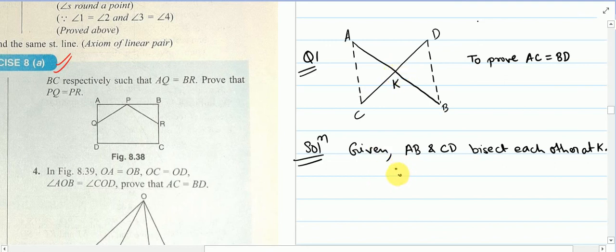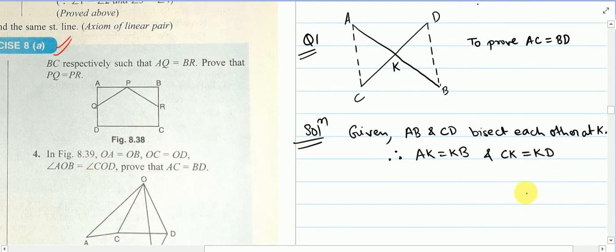Since they are bisecting, it means that K is the midpoint for AB as well as for CD. Therefore, your AK will be equal to KB and your CK will be equal to KD. Clear till here? Now, in order to show AC is equal to BD, I should show that triangle 1 and triangle 2, these two triangles, are congruent.